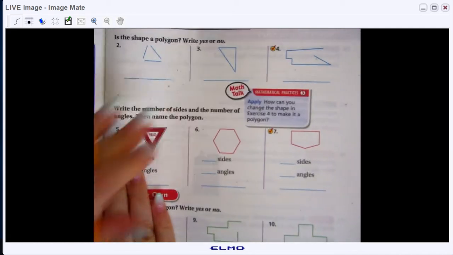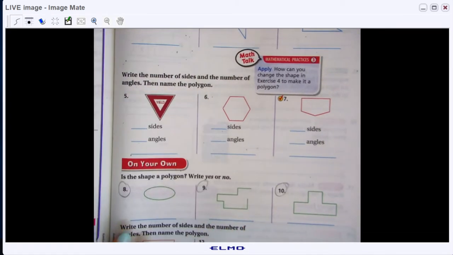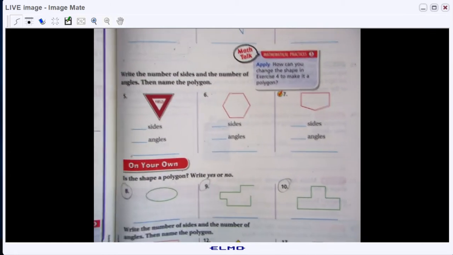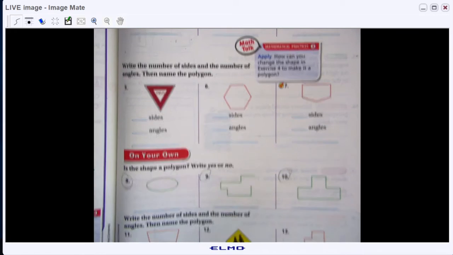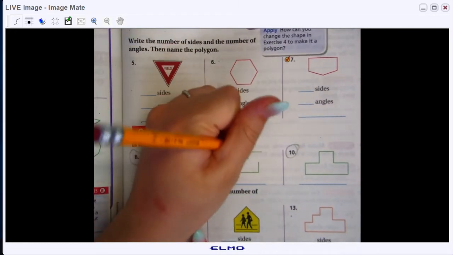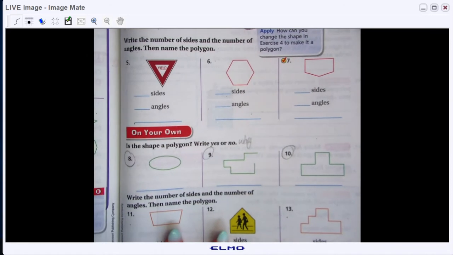Okay, we're going to go ahead and get started. The first part that we're going to do today is page 711, numbers 8, 9, and 10. I'm going to flip to that page and circle numbers 8, 9, and 10. The directions say, is this shape a polygon? Write yes or no. We're not just going to write yes or no, we're also going to describe why it is or isn't, okay?